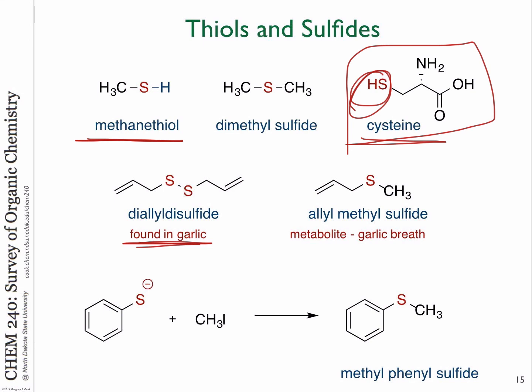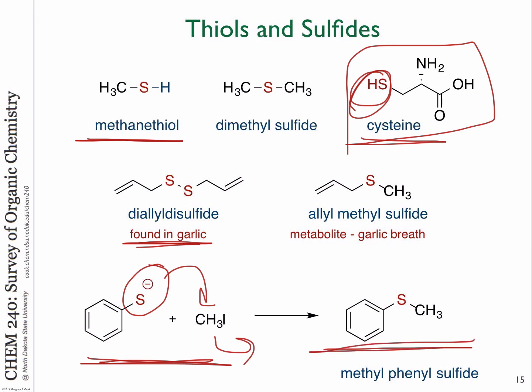And sulfur is a much better nucleophilic atom than oxygen. So we go down one on the periodic table, it's less basic, but much more nucleophilic. So these reactions, similar to what we do with alcohols to make ethers, we can take thiols, make the thiolate, and react it with alkyl iodides to make the sulfides. Okay, sulfides, interesting, huh?